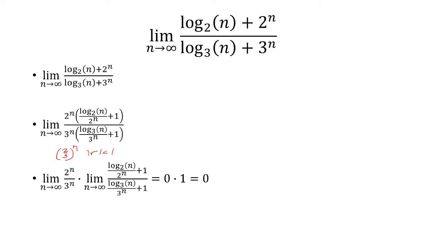Now with this limit, we know that an exponential is much stronger than a log. So 2 to the n is going to infinity faster than log base 2 of n, and so this is going to go to 0. And the same reasoning for this fraction, that goes to 0. So we have 0 plus 1 over 0 plus 1. That's going to be 1. And we're going to multiply that by 0 from the first limit and get that our limit is 0.